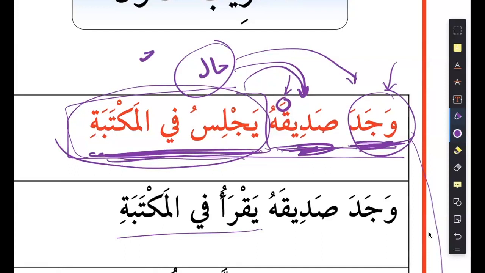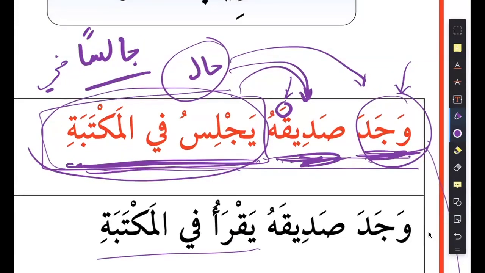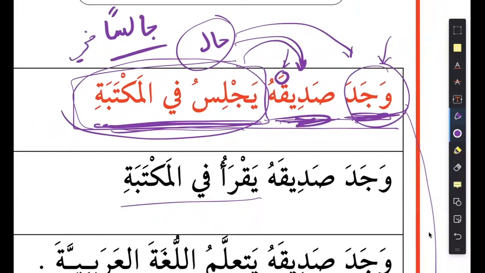You can say jalisan. Then you can say fil maktaba. You can say wajada sadiqahu jalisan. Jalisan, right? This is the default. The default is that you will find hal in this kind of situation. Wajada sadiqahu jalisan fil maktab. But it can also be a sentence, which we have in this case.